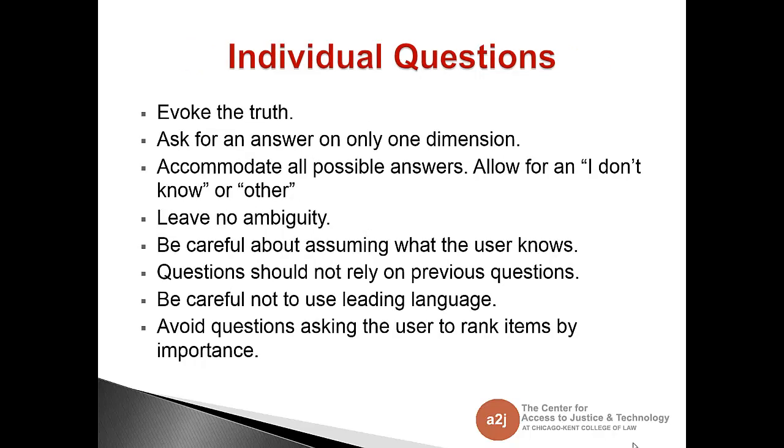For individual questions, it is important to remember to evoke the truth. Ask for an answer on only one dimension. Accommodate all possible answers. Allow for an I don't know or an other. Leave no ambiguity about what you're asking about. Be careful about assuming what the user knows. That goes back to allowing for an I don't know or an other. Questions shouldn't rely on previous questions.